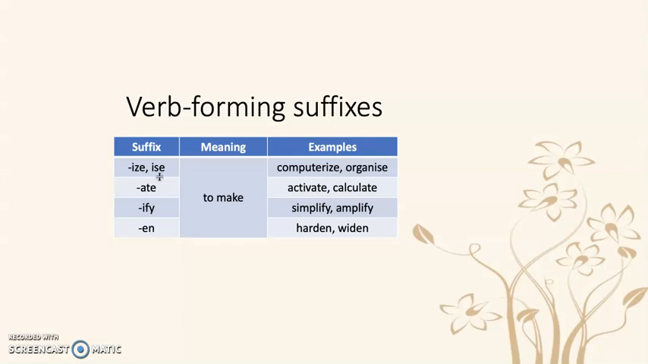Verb-forming suffixes come at the end of the word and make the word into a verb. So if you see ize or ise at the end of the word, computerize means to make something into a computer, or organize means to make something into different compartments, and so forth. Take a minute to look through the rest of these examples.